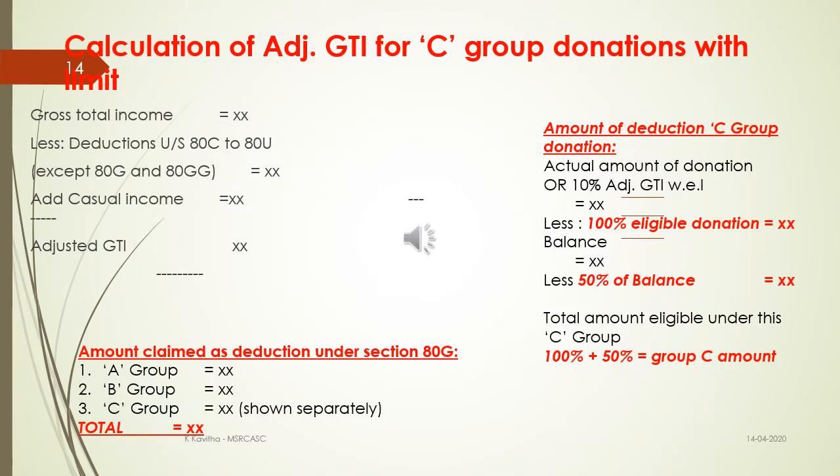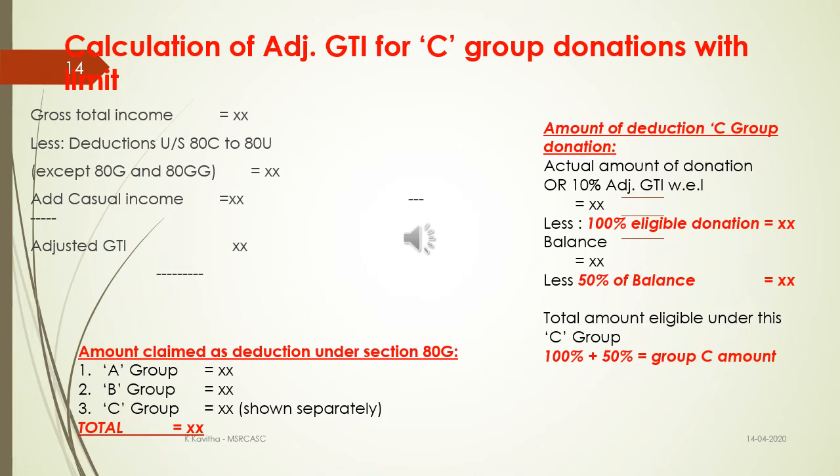Let us understand how to calculate adjusted gross total income for donations which come under the C group with limit category. We have the gross total income of 5 heads of incomes. From this we have to subtract casual income, long-term capital gains and short-term capital gains with STT, and also deduct all the deductions from 80C to 80U except 80G and 80GG if you have in the question. Except these two, all other deductions have to be calculated, and finally we arrive at the adjusted GTI.